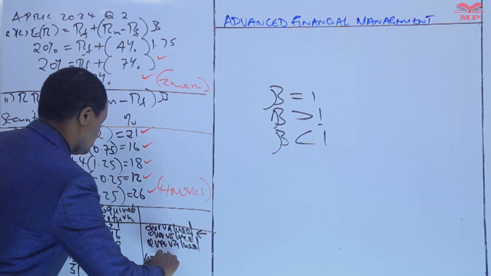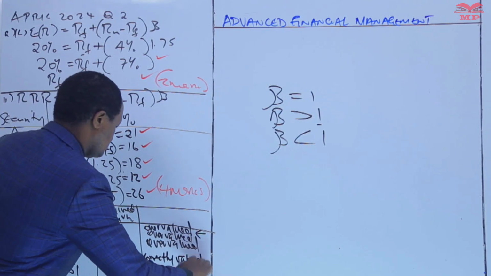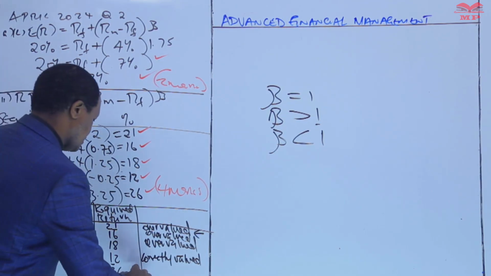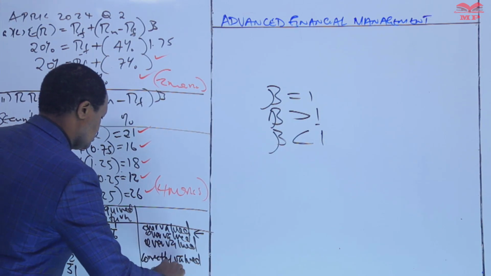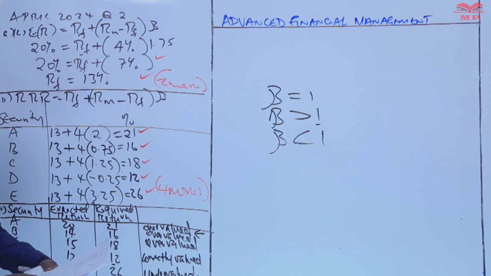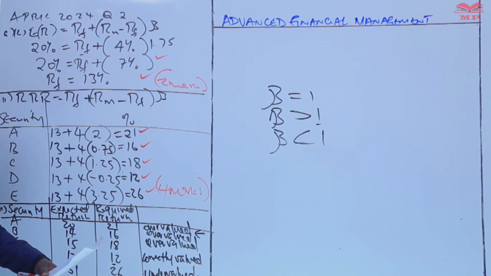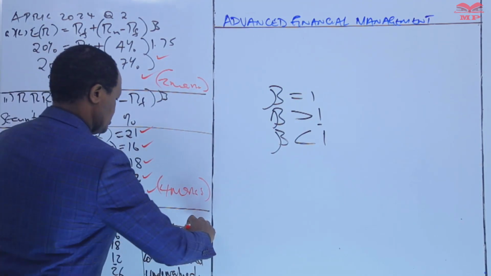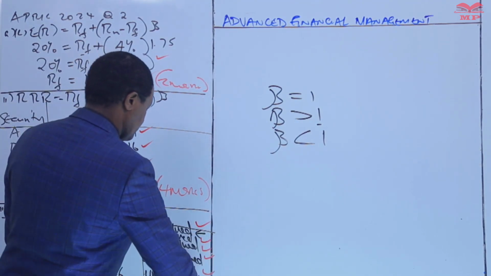Correctly valued. Then the last one is definitely undervalued. It is undervalued. So that would earn you just 2 marks.